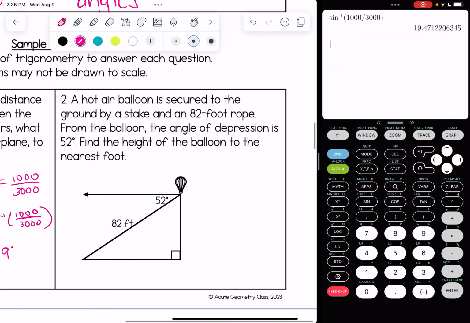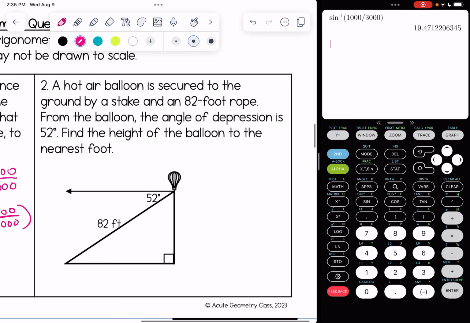Okay, number 2. A hot air balloon is secured to the ground by a stake and an 82-foot rope. From the balloon, the angle of depression is 52 degrees. Find the height of the balloon to the nearest foot.